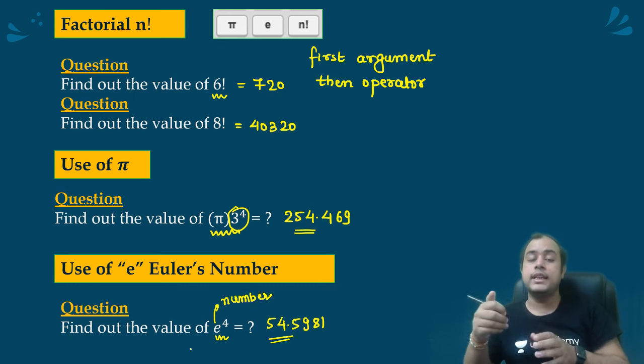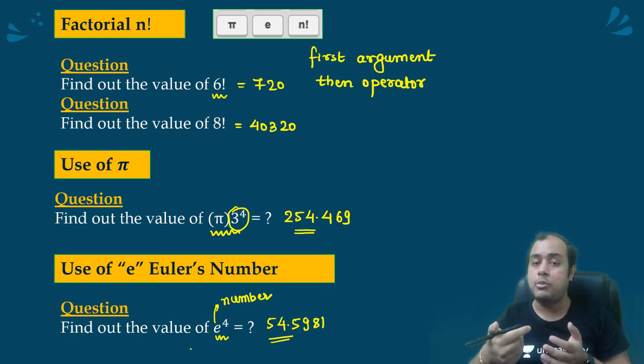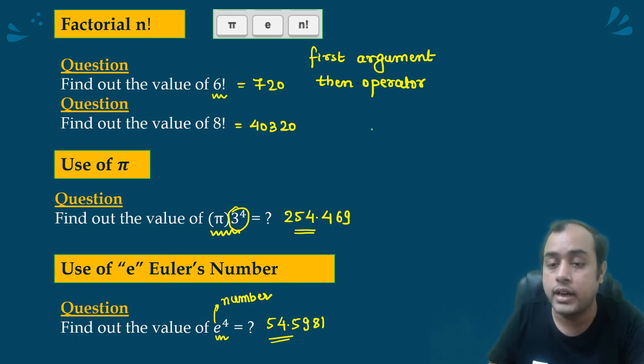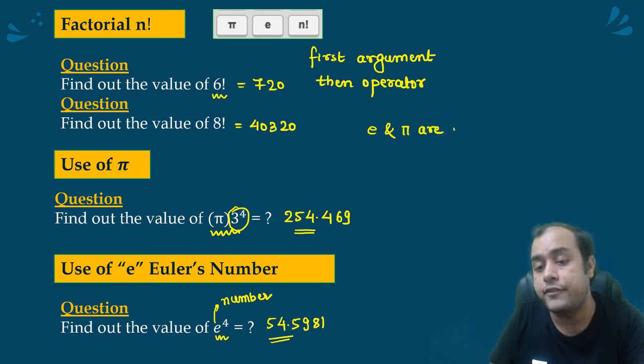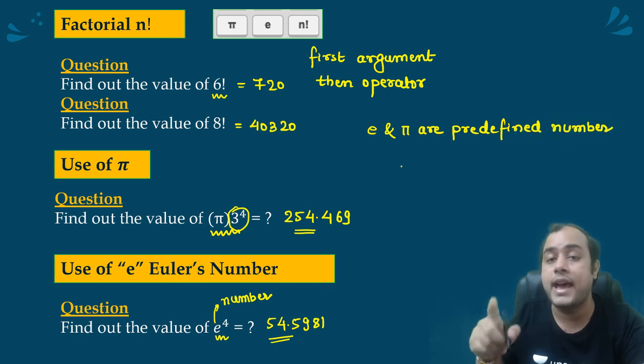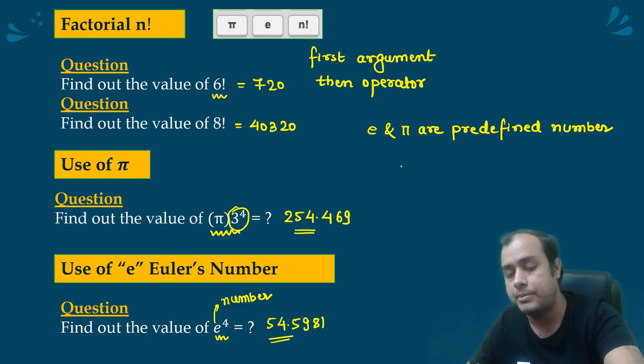Don't think that e to the power 4 will come automatically whenever you press e or pi. So what are they? E and pi are predefined numbers. So the calculator is going to treat them like any other number. So you have to manually raise it to the power 4.